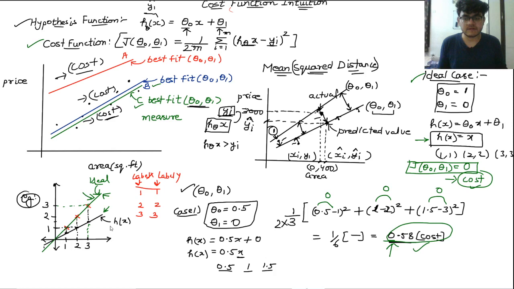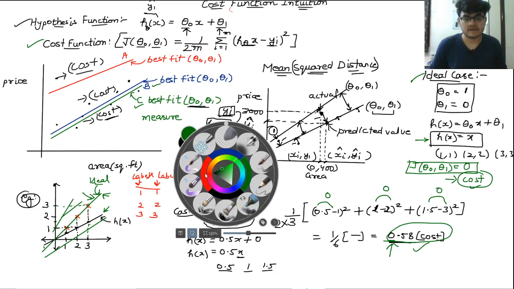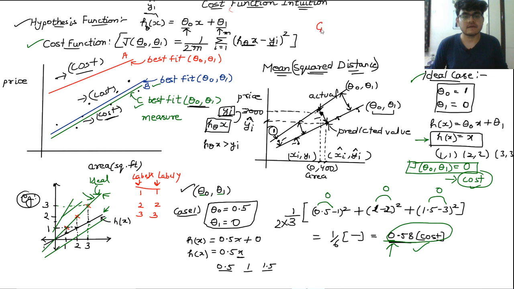Now what will happen is we have different theta 0 and theta 1 values, because we have a range of these pairs, theta 0, theta 1. So there will be different lines, right? There can be a line like this, or this, or this, because there are various theta 0 and theta 1s. So how will we be able to calculate the minimum cost out of all of them? The answer is gradient descent.